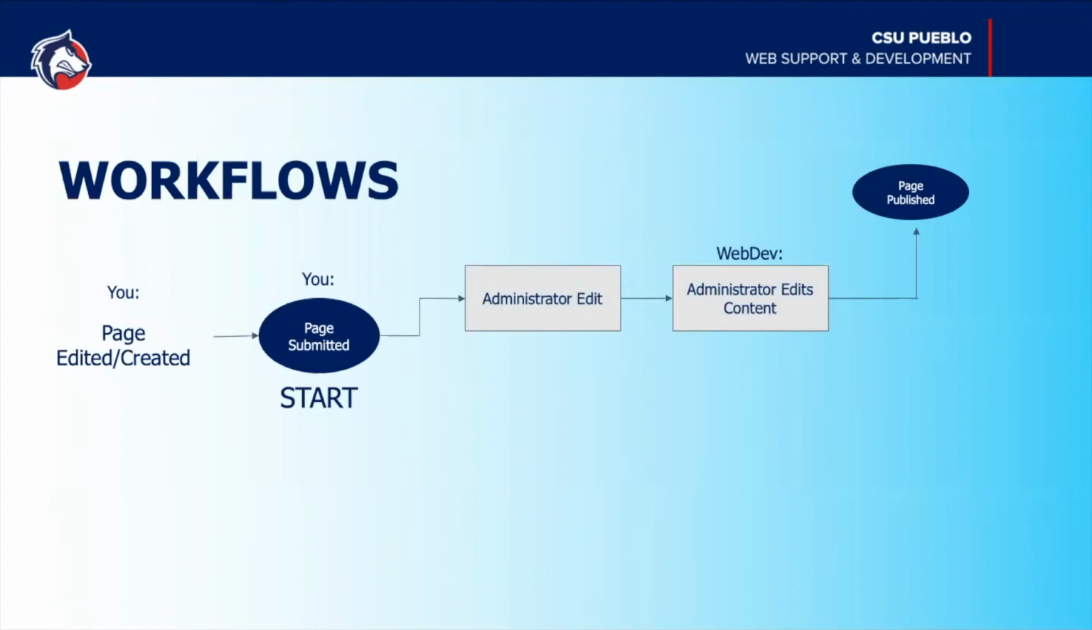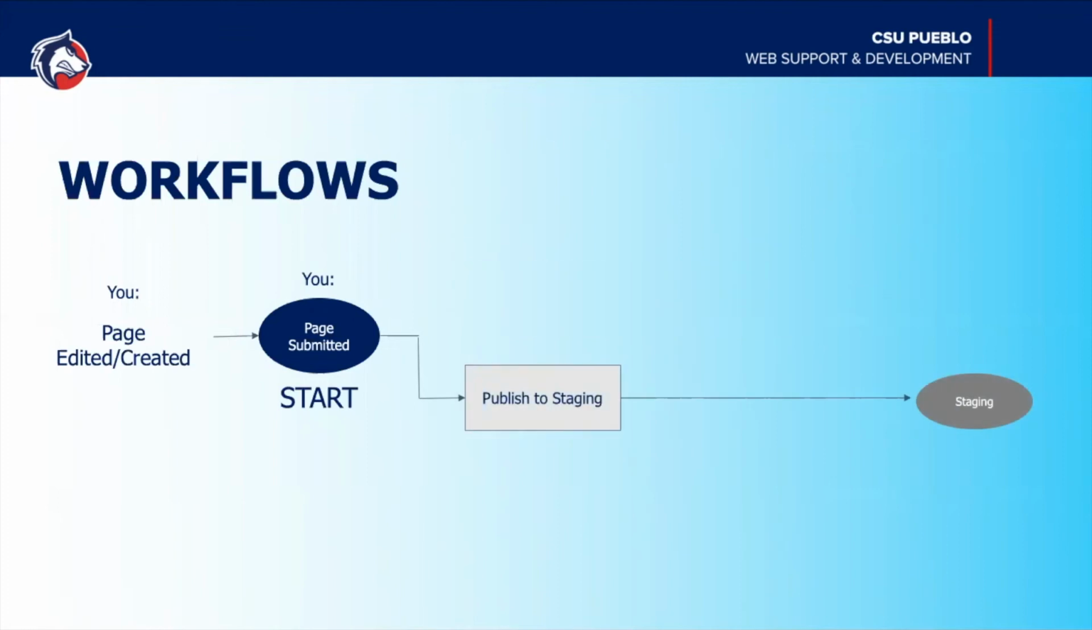The second thing that could happen is we see a typo or we see some sort of small mistakes. We go into administrator edit, we edit that page, and then we push that through so the page is instantly published. The next thing that could happen is when we publish to staging.